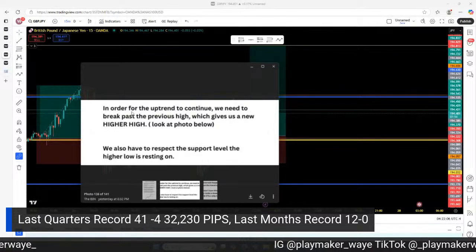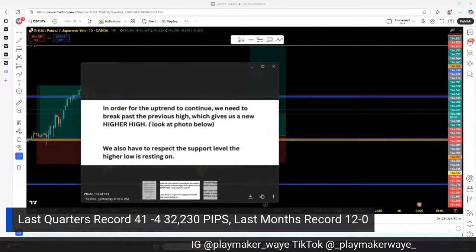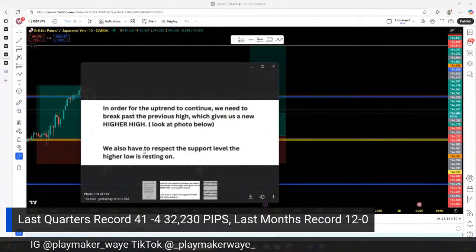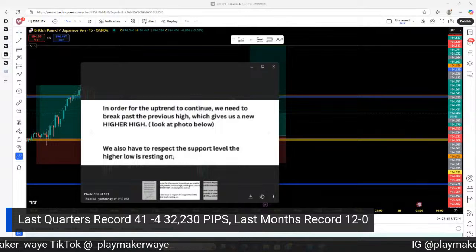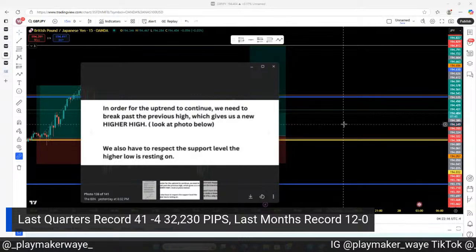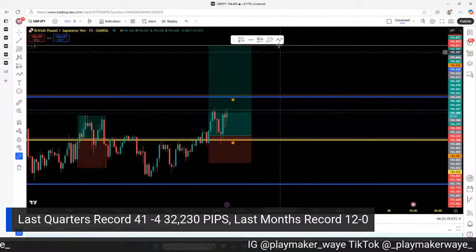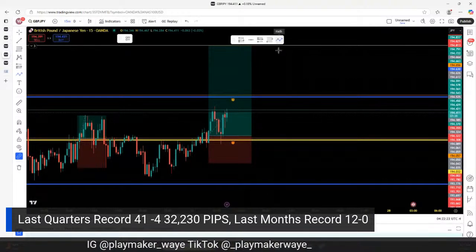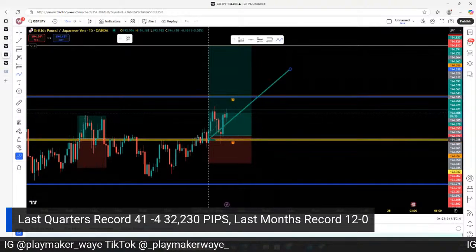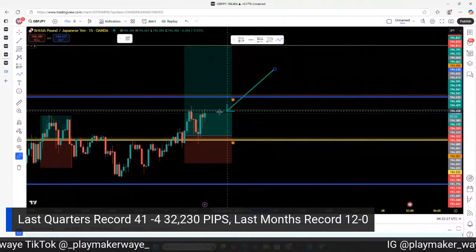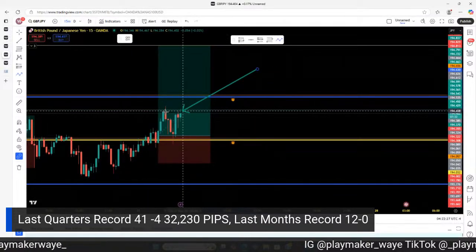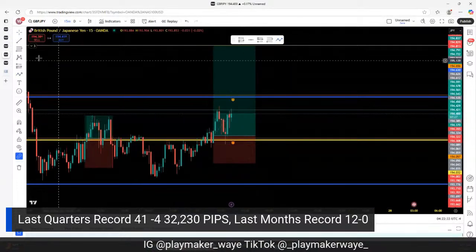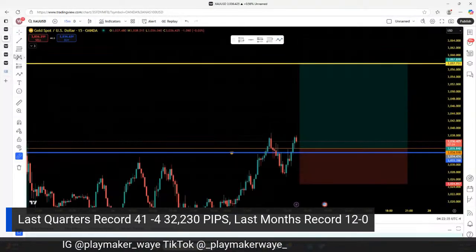So again, what does it say here? In order for the uptrend to continue, we need to break past the previous high, which will give us a new higher high. We also have to do what? Respect the support level the higher low is resting on. So what do we see here? We see price respecting this. Come on, Arrow. I'm trying to cook right now. We see price respecting the support level. So now we need to see if it can break this higher high to give us a new higher high. Right? So that's what we're looking at right now.